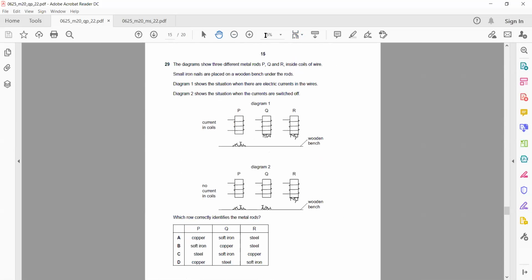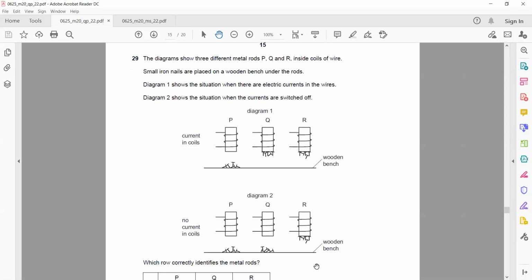Okay, in this question, the diagram shows three different metal rods P, Q, and R, each inside a coil of wire. Small iron nails are placed on a wooden bench. You can see small iron nails are placed on the wooden bench. The diagram shows the situation when there is an electric current, so when we are passing a current, that is diagram 1. Diagram 2 shows the situation when the current is switched off. When the current is switched off, the nails still remain in contact with R.